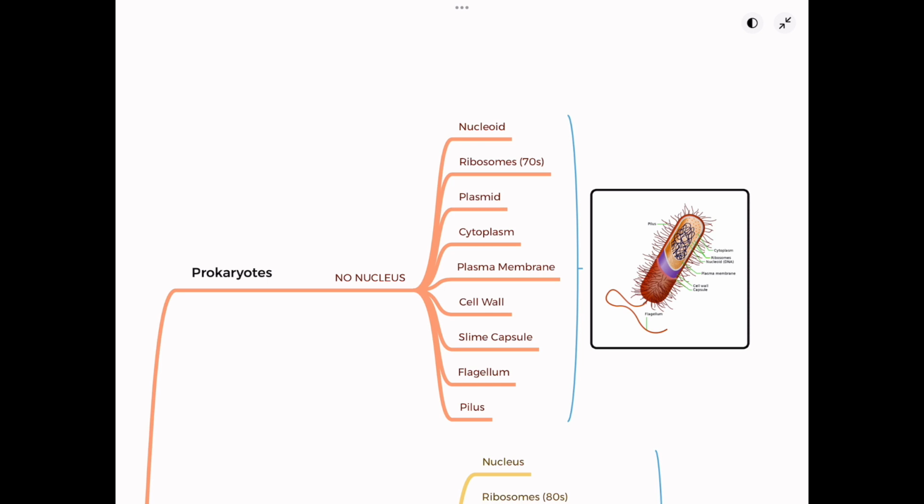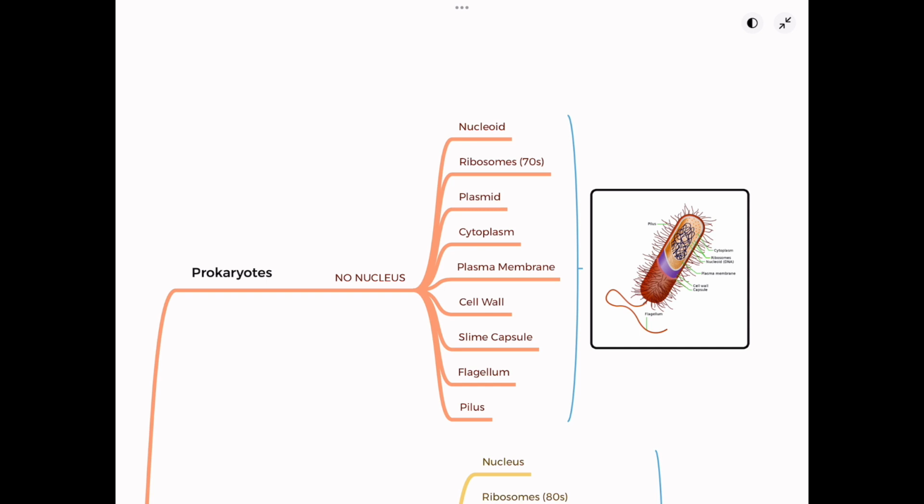Around the nucleoid are ribosomes, which synthesize proteins from mRNA. The 70S in parentheses over here refers to its size. There are 80S ribosomes, which you will see in eukaryotes, which are bigger than these 70S ribosomes.